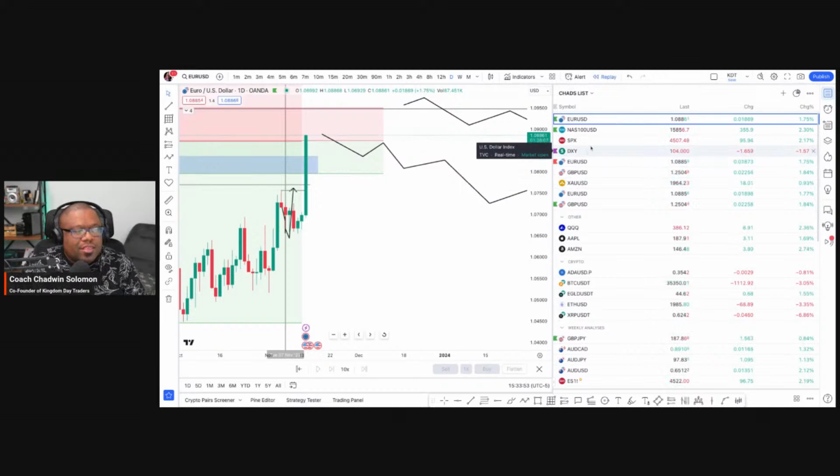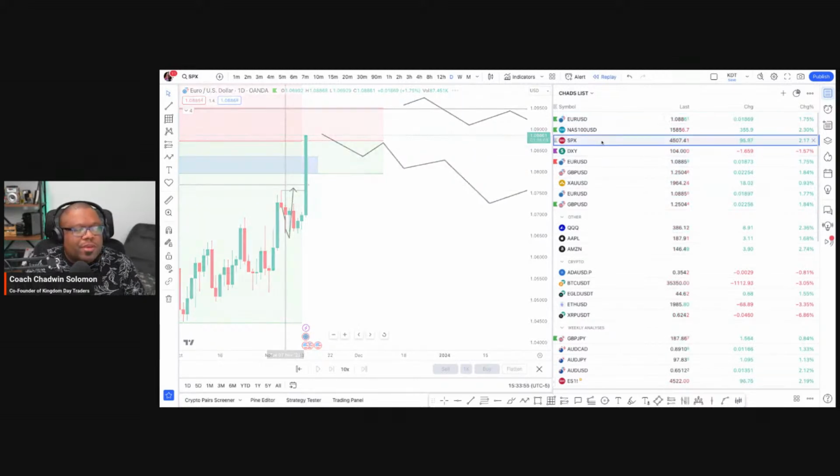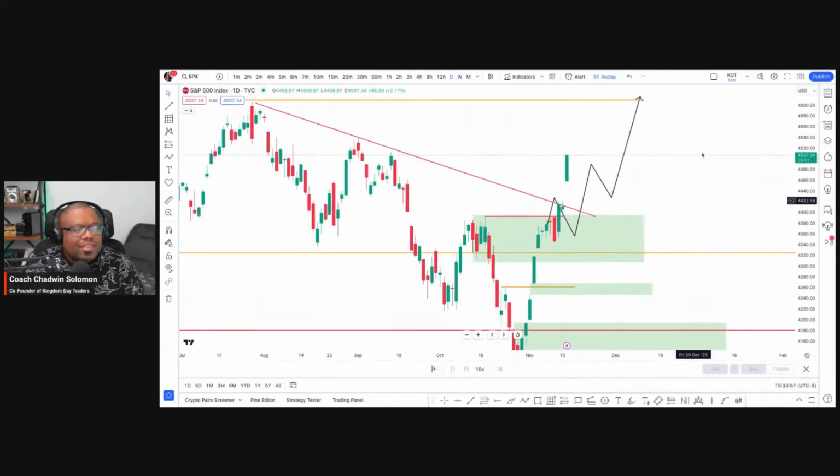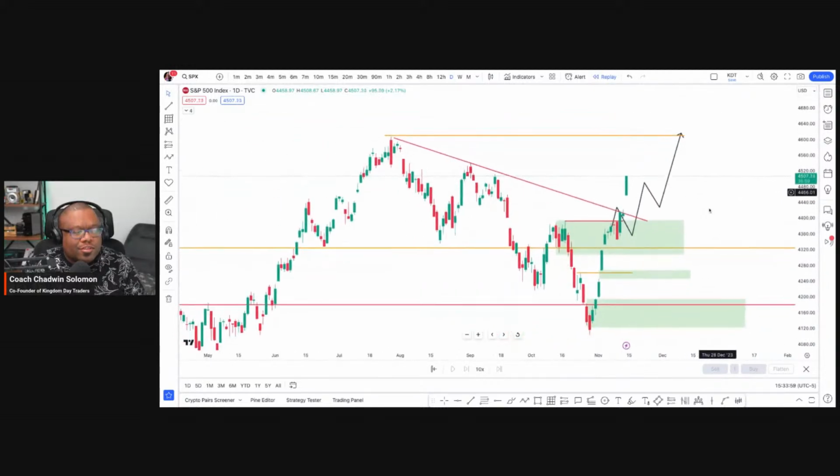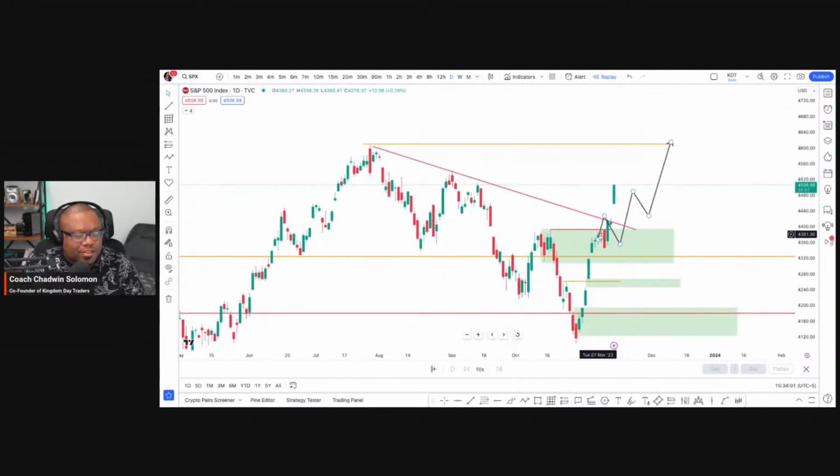Then something else we looked at was SPX, where I expected a bounce that I still have on my chart because I don't trade SPX myself. But look at this. Up, bounce. We got our bounce back in.